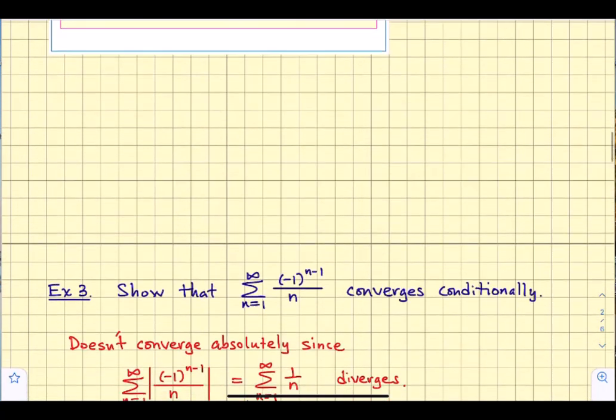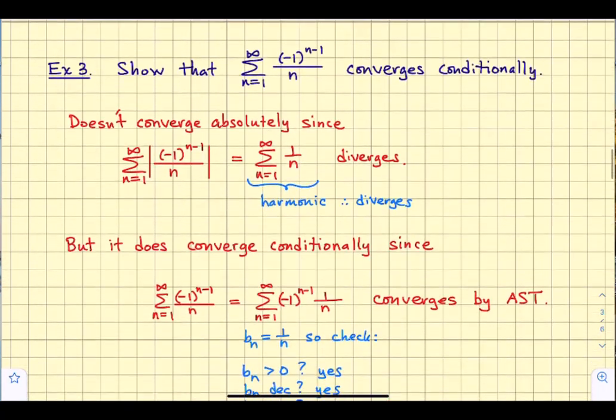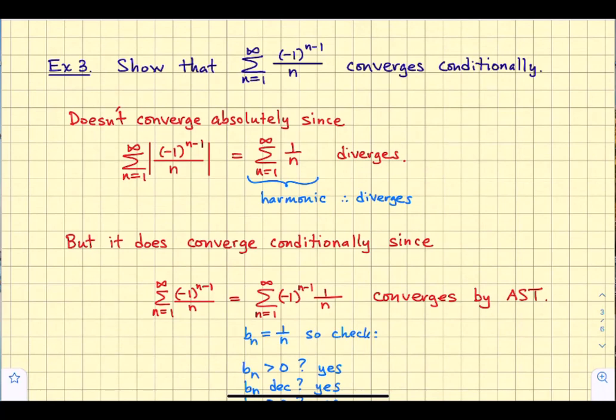So let's look at an example. Let's show that the alternating series, summation from n equals 1 to infinity, of (-1)^(n-1) over n, converges conditionally. To show that it converges conditionally, why don't we first show that it does not converge absolutely, just to give us some practice with that concept. But that's what conditional convergence means. It means it converges, but it doesn't converge absolutely.